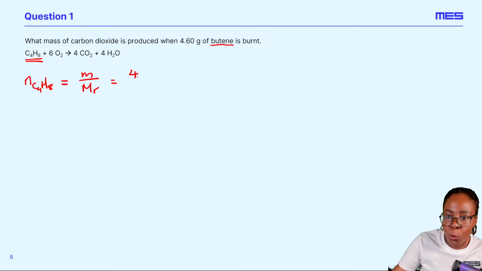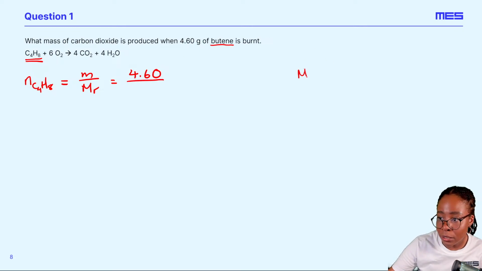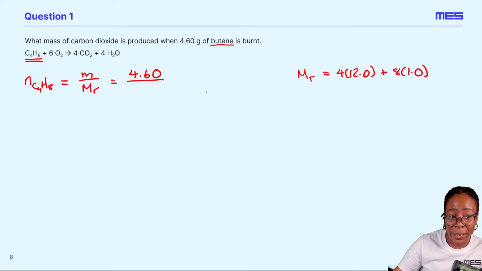Our mass, 4.60. Our MR, we might want to do over at the side, or we can put it all in, it's up to us. That's going to be 4 times 12 plus 8 times 1. 48 plus 8, 56.